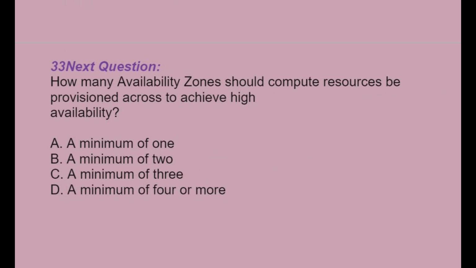Question is, how many availability zones should compute resources be provisioned across to achieve high availability? Option A, a minimum of 1. Option B, a minimum of 2. Option C, a minimum of 3. Option D, a minimum of 4 or more. Correct answer is option B.